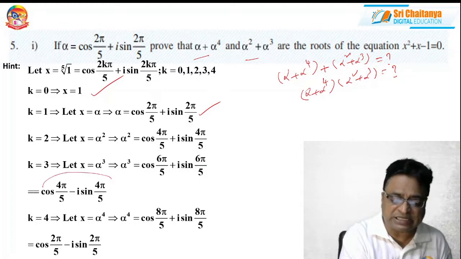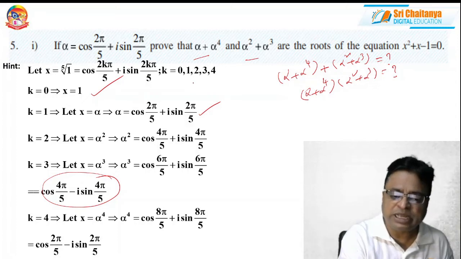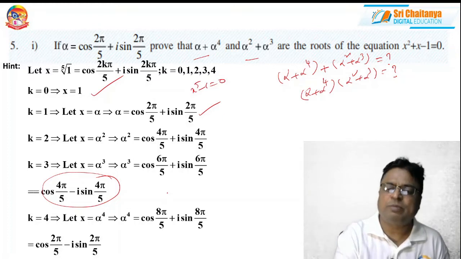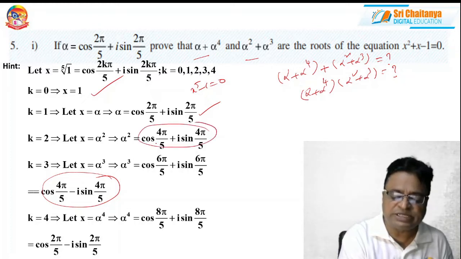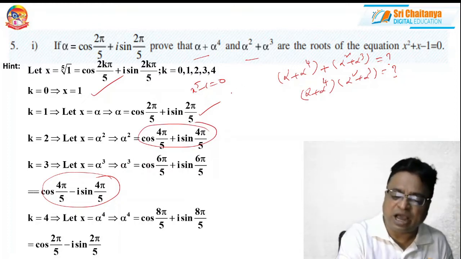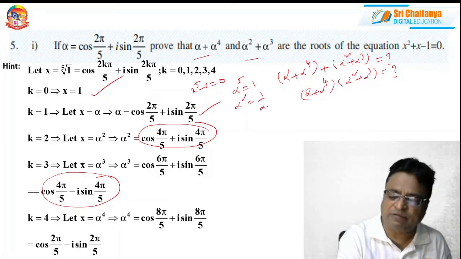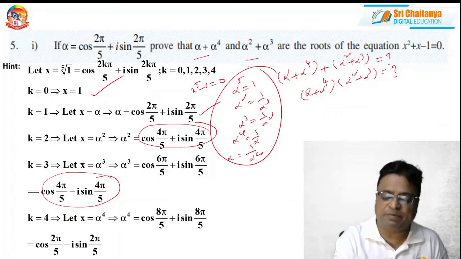This also I can write like this, because this is a reciprocal equation. Which one? x power 5 minus 1 equal to 0 is a reciprocal equation. So whenever alpha is a root, 1 by alpha is also a root. Whenever alpha square is a root, 1 by alpha square is also a root, which is nothing but alpha cube, because alpha power 5 equal to 1. That's why alpha square is equal to 1 by alpha cube, and alpha cube is equal to 1 by alpha square. Similarly, alpha power 4 is equal to 1 by alpha, and alpha is equal to 1 by alpha power 4. Like that, I can get several relations with the help of these roots.